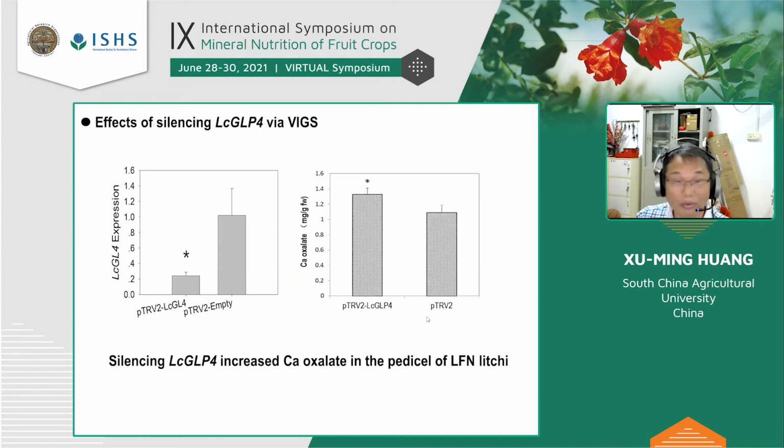Then we want to check the role of this gene in calcium oxalate formation and fruit calcium uptake. So we silenced the GOP4 gene with VIGS. And as a result of gene silencing, we can find that oxalate concentration was significantly increased when the gene is silenced in Lymphonol in the pedicles.